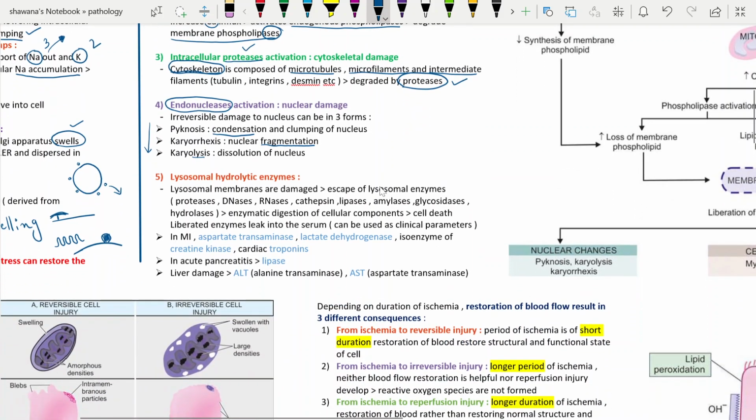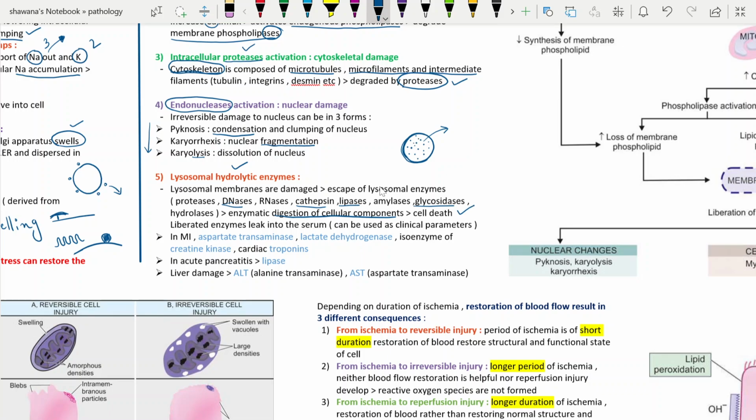Okay. The fifth one is the lysosomal hydrolytic enzymes. Lysosomes are vesicles or closed membrane structures, and they contain several enzymes inside them. They have hydrolytic functions, for example amylases, lipases, and cathepsin. Cathepsin is a protease. Okay, DNases, cathepsins, lipases, glycosidases, a lot of them. If the lysosomal membrane is damaged, they leak out of it and cause the digestion of cellular components, and it causes cell death.